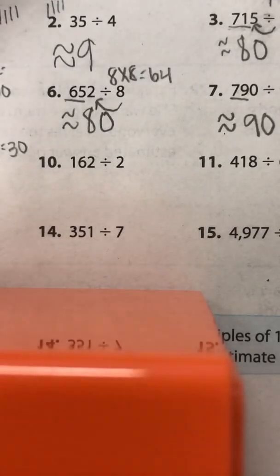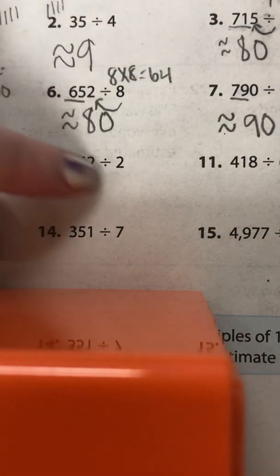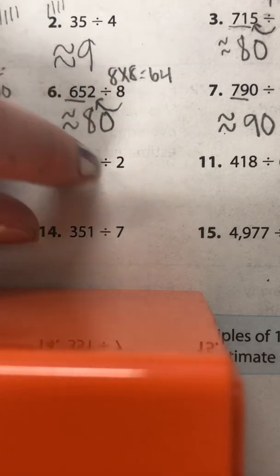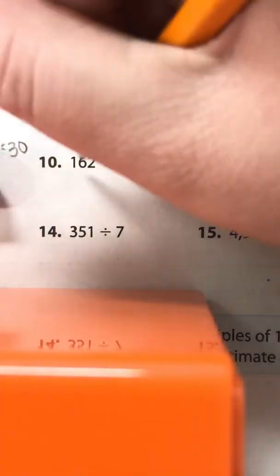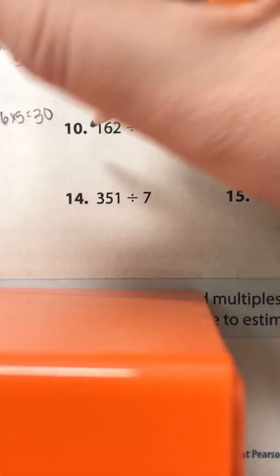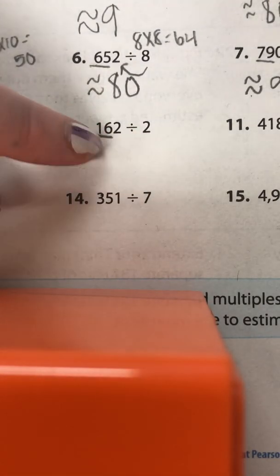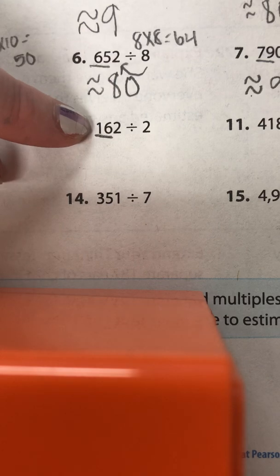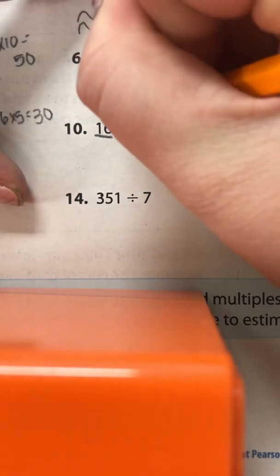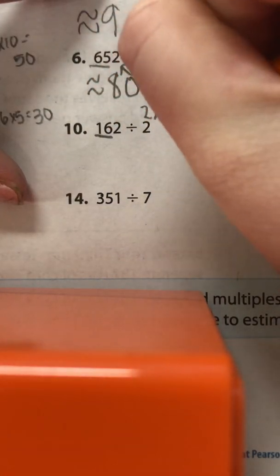Number 10, 162 divided by 2. This one's going to be fun to divide because any number that ends in an even number is divisible by 2. That's super easy because I know I'm going to have an even number that I end up with. But I'll start with my same process, 16 divided by 2. 16 is actually divisible by 2. 2 times 8 is 16. Oops.